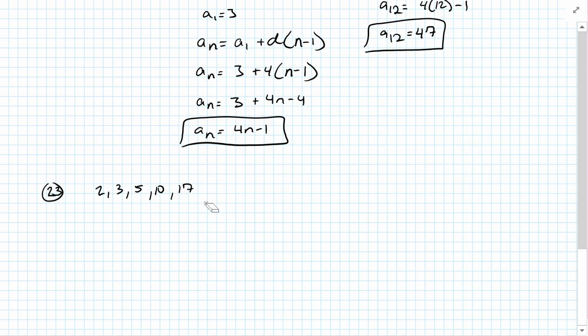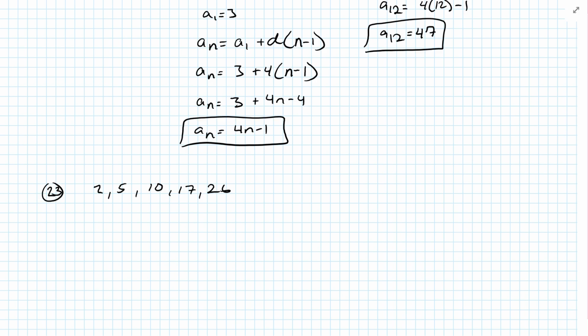23. The order is this: 2, 5, 10, 17, 26. So our common differences here would be 3, 5, 7, 9. And then now we can take the second level and see if there's a common difference. And we find out there's a 2.